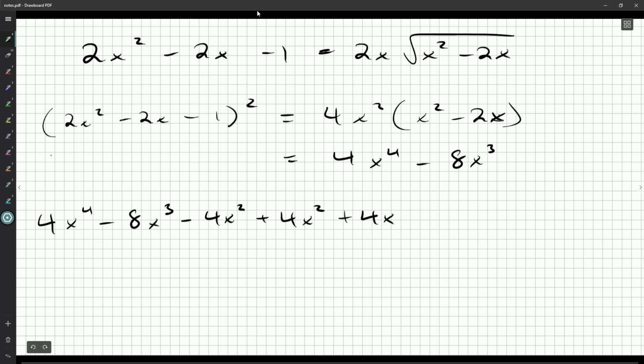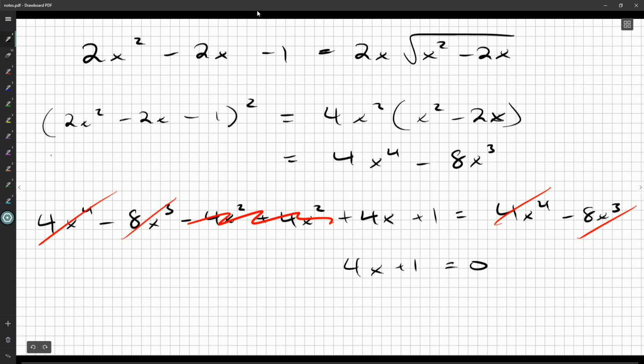And then minus 1 squared is plus 1. Okay, so that should be equal to the 4x to the 4 minus 8x squared over here. So those two cancel. Those cancel on this side. And so really what we need is 4x plus 1 to be equal to 0. Okay, so then 4x is negative 1, x is negative 1 over 4. Now, it looks like we've got one solution.